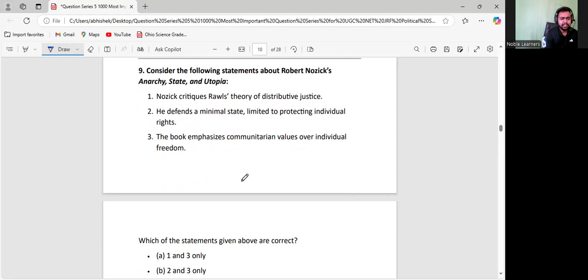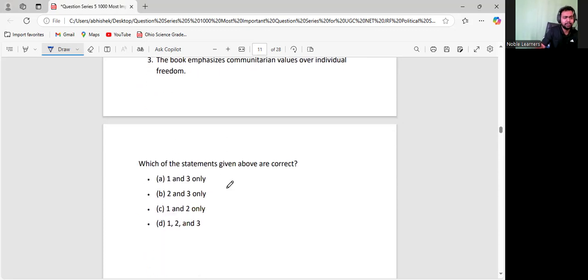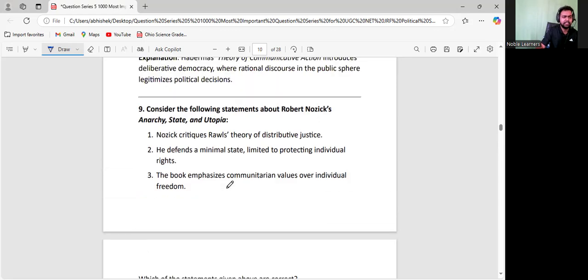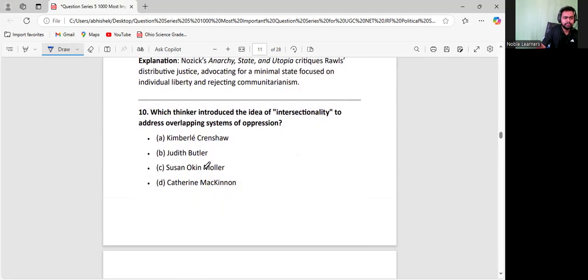The book emphasizes the communitarian value. That is not going to happen, because he is not communitarian. So therefore, he is obviously going to value individual freedom as compared to communitarian value, unlike Michael Walzer, Michael Sandel, MacIntyre, because these are the communitarian thinkers, or Taylor maybe, for instance. So this is what we need to understand. So statement number two is correct. Three is wrong actually. So option number C is the correct answer for this. Okay, let us go to the next one.